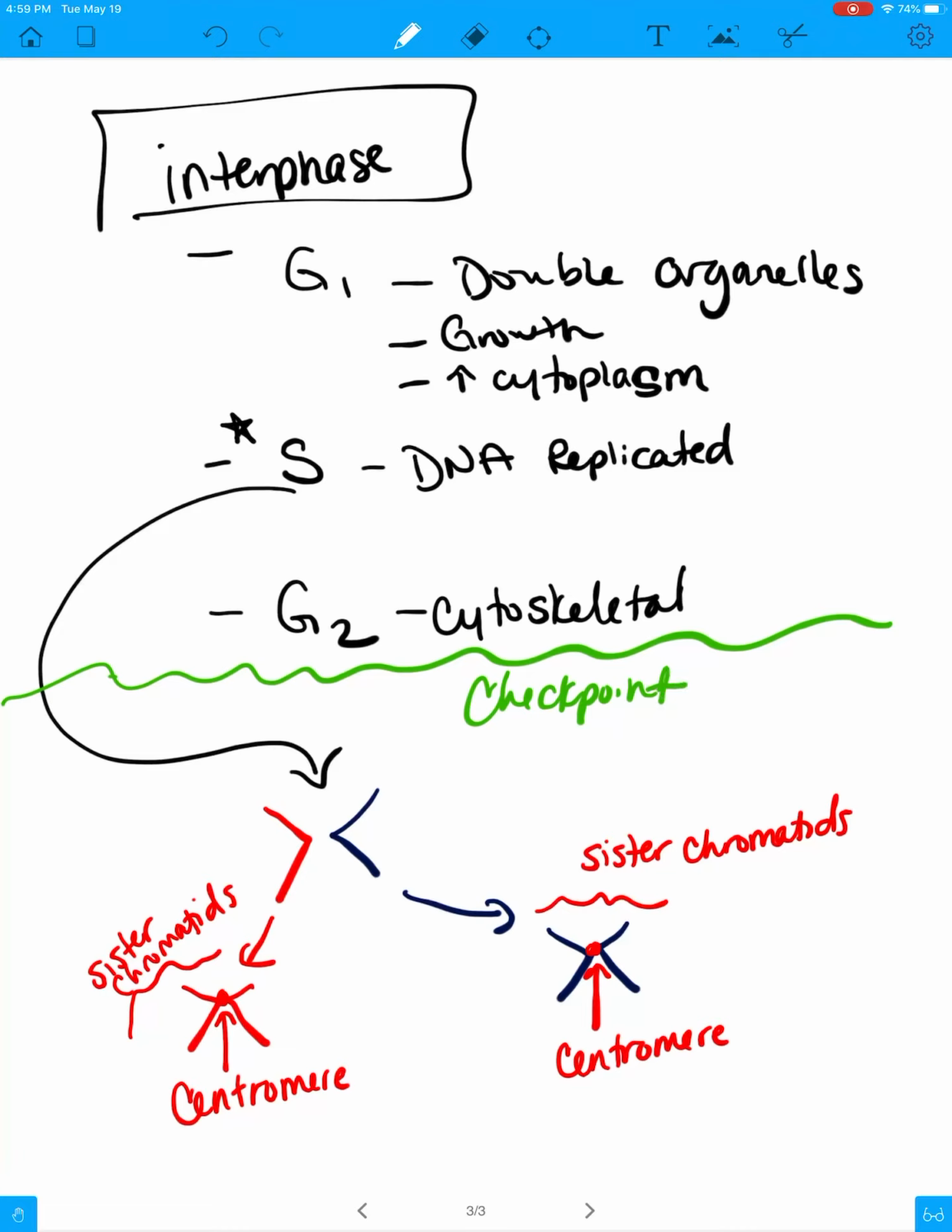And the reason for that is because if the DNA is not copied correctly, we could potentially have a faulty cell, a crappy cell. And so we don't want that, right? So at this checkpoint, if things aren't copied correctly, if the DNA is not copied correctly, then the cell would undergo what's called cell lysis.